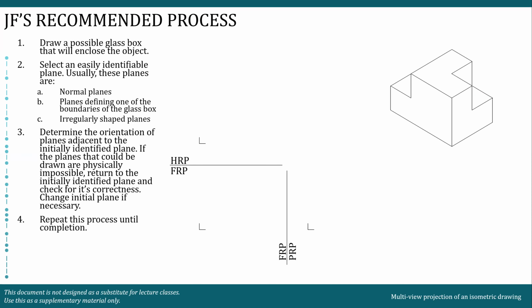So let's go back to this example. First, draw the glass box. And the glass box is simple. Something like this. Okay? Okay tayo sa glass box. So next is identify easily identifiable plane. This one, itong weird shape na to, pwede rin itong L na nasa taas, pwede rin yung L na nasa kanan. So they are all, well, normal, nasa boundary, tapos irregularly shaped. So kahit alin dyan ang unahin nyo.